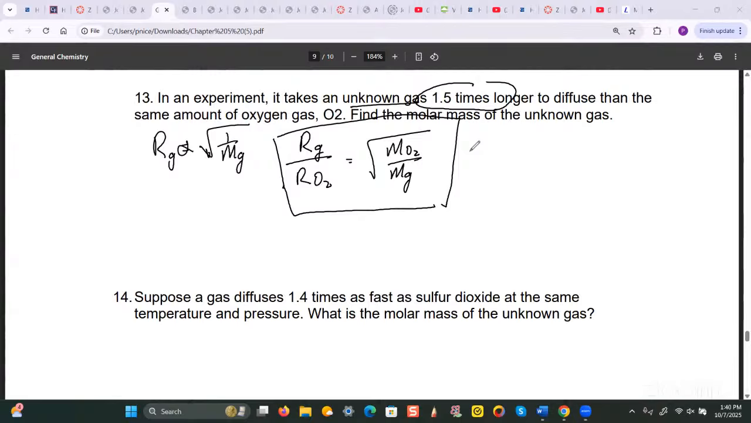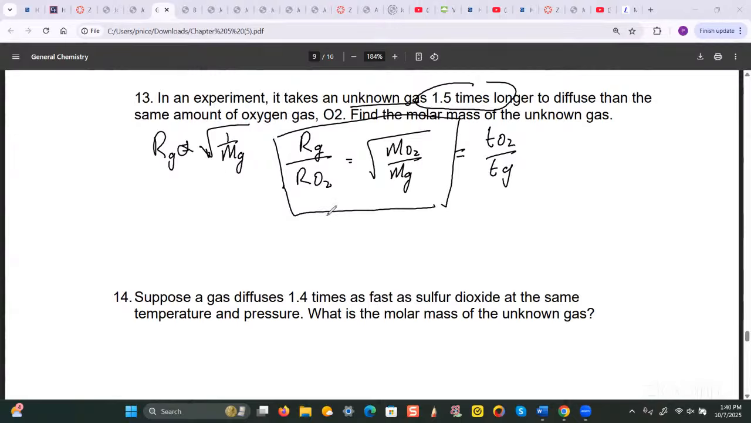And if you remember, I said that there's an inverse relationship between rate and time, right? So if something takes a short time, it has a faster rate. If something takes a longer time, then the rate is slow. So we can include that part of the discussion here, where the time of effusion of oxygen divided by the time of effusion of the gas will be equal to what we have over here, right?